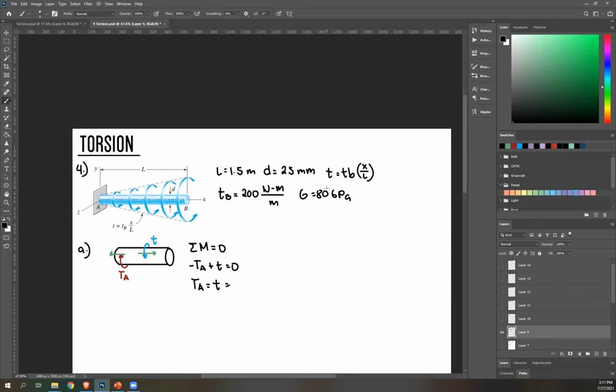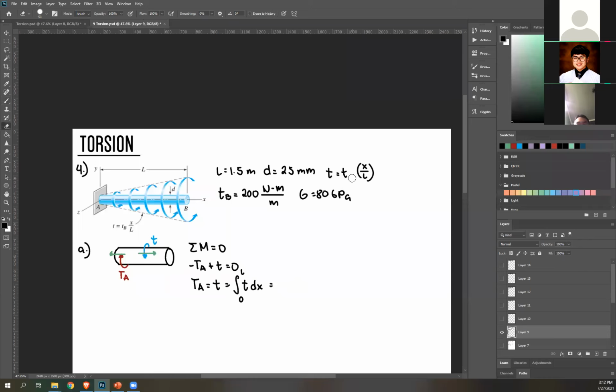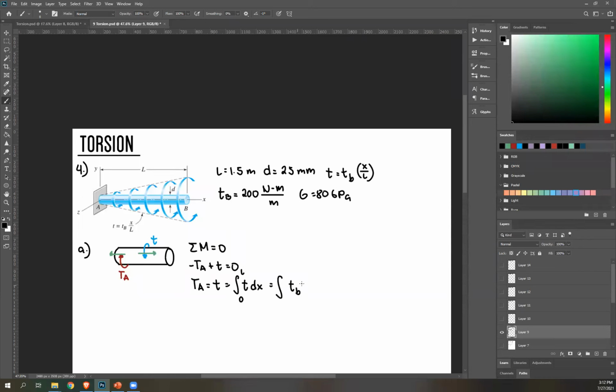Now, to get the value of that, instead of T sub B x over L, T is torque per length. So we're going to get the summation of your torque times differential lengths. And to get the summation of that, you'll use integral calculus. So integral of t dx, and then from 0 to total length L. So from 0 here to total length here. And then let's sub in our value. t is T sub B times x over L, again from 0 to L.